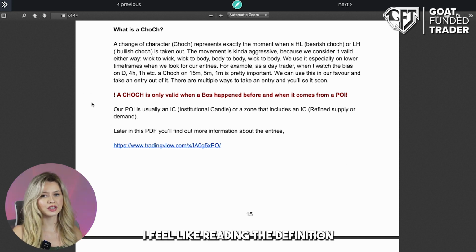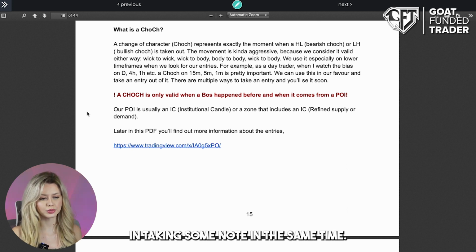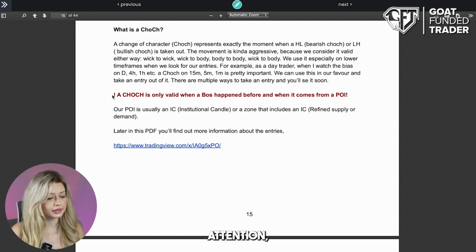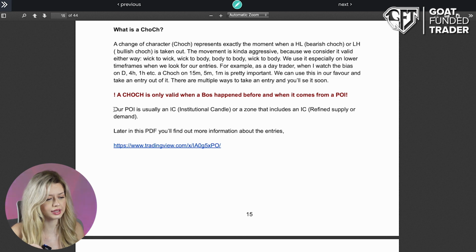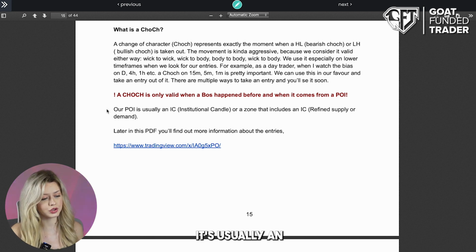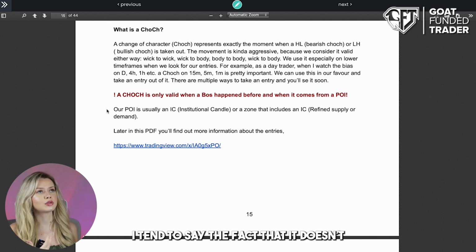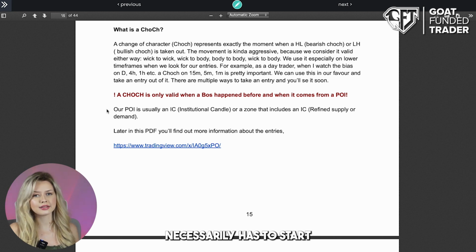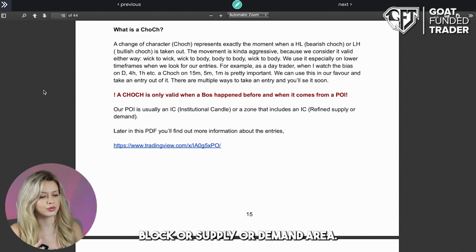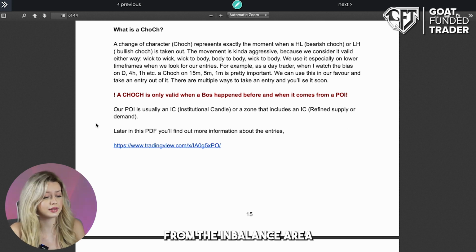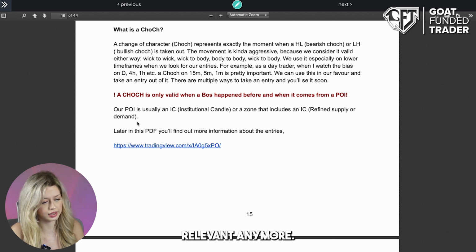I feel like reading the definition first is really important, and taking some notes at the same time, again, is really important. Attention, a change of character is only valid when a break of structure happened before and when it comes from a POI. Here, I want to mention that I made this course like 2 years ago, so I tend to disagree with this one. In the past, our POI was usually an IC or a zone that includes an IC, refined supply or demand. Right now, I tend to say that it doesn't necessarily have to start from an IC, it doesn't necessarily need to start from an order block or a supply or demand area. Sometimes it can start from an imbalance area. So this rule, I don't consider it relevant anymore.